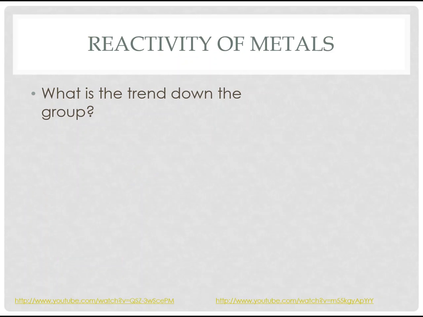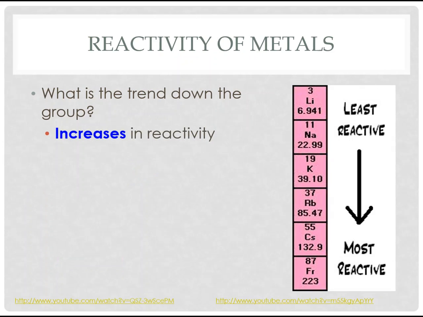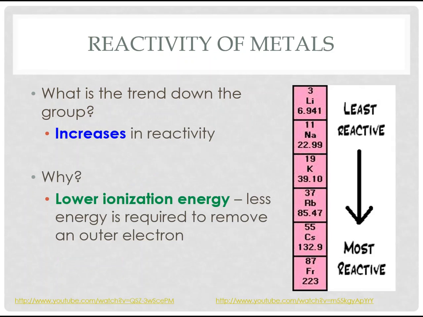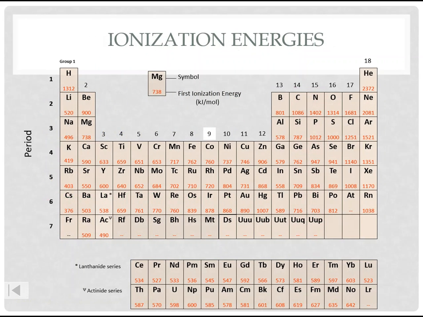All right, reactivity. What is the trend going down the group for metals? Well, it increases in reactivity typically. Why? Lower ionization energy, less energy required to remove the outer electron. The reason ionization energy is lower is because of the distance, the more principal energy levels, the more shielding, which lessens the attractive force of the nucleus. So it's not being held very strongly and more easily removed as you go down the group. As you can see here, looking at that alkali metal group, even these alkaline earth metals, as you go down, they definitely get less.